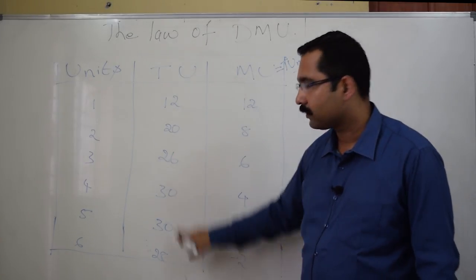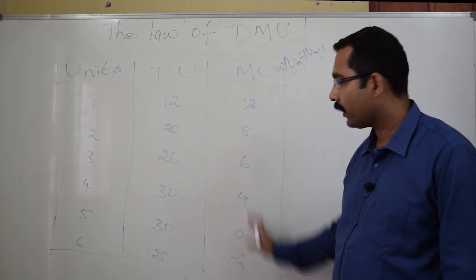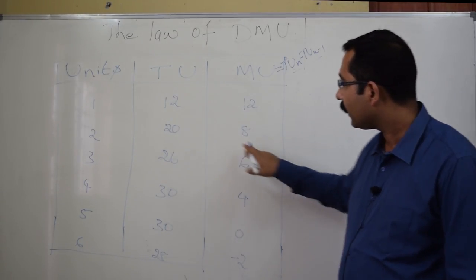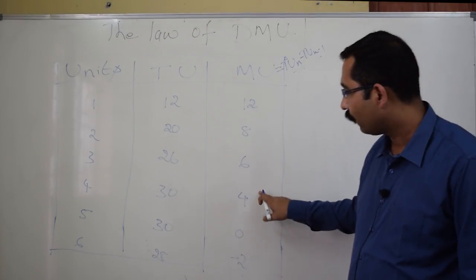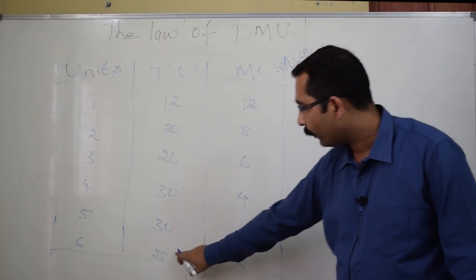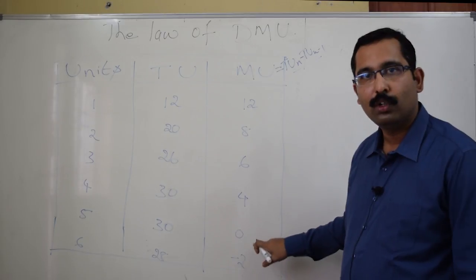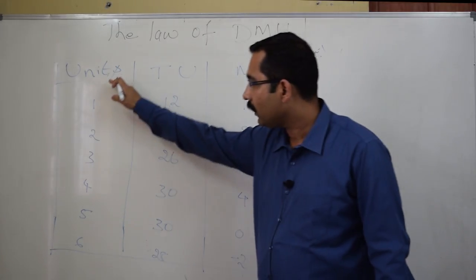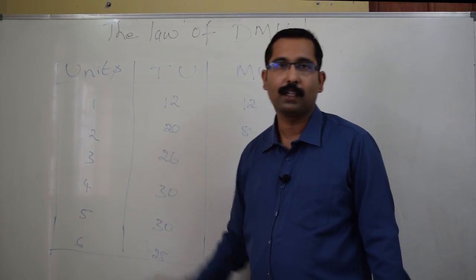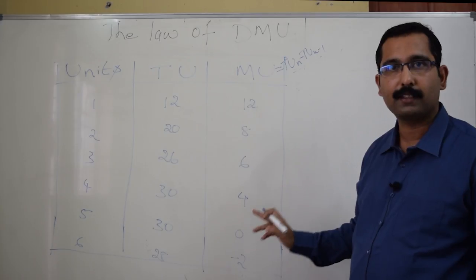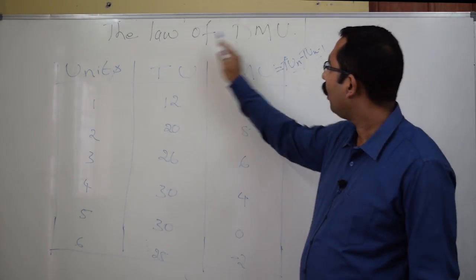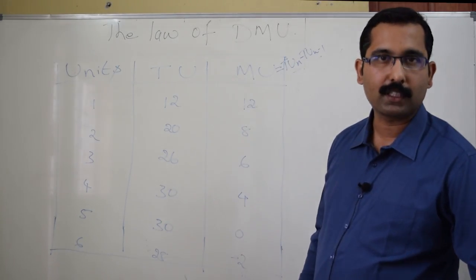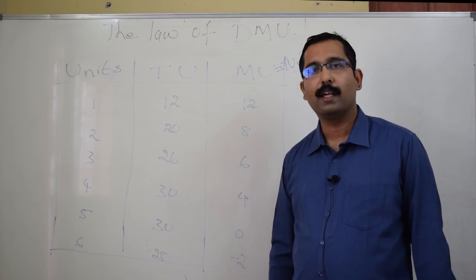So applying the formula to the second column, we get the numbers which we have represented in the third column. 20 minus 12 is 8, 26 minus 20 is 6, 30 minus 26 is 4, 30 minus 30 is 0, 28 minus 30 is minus 2. So what is happening to the marginal utility? It is decreasing as and when we increase the number of units that we are consuming. So this whole concept is explained through the law of diminishing marginal utility, which was first proposed by the German economist Gossen, and it was popularized by Alfred Marshall.